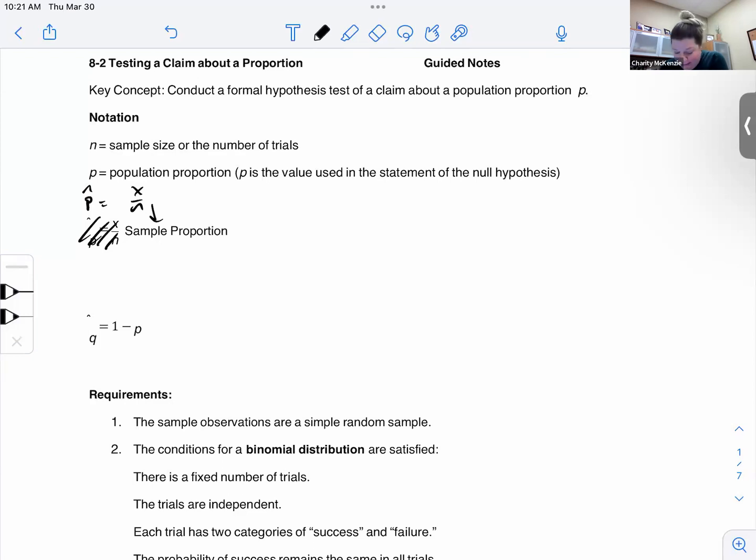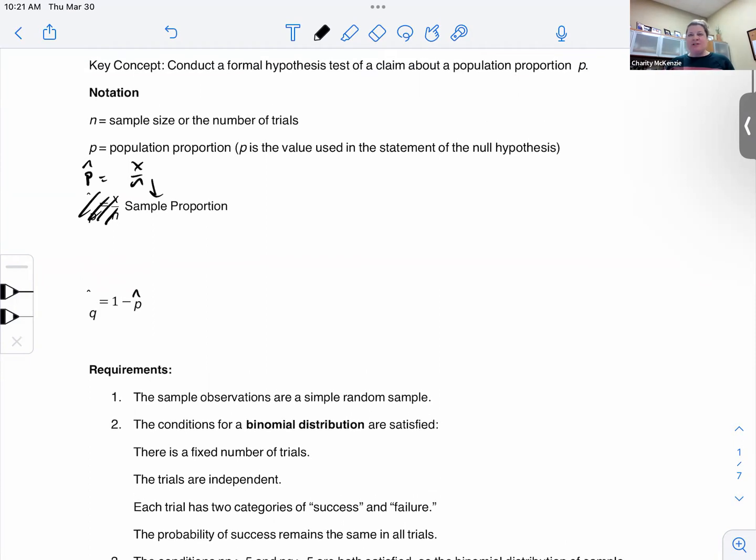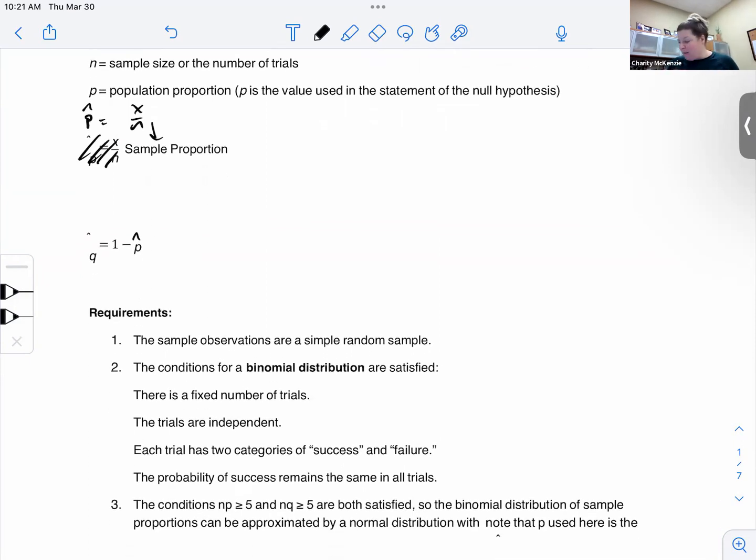All right. So Q hat is 1 minus P hat. We've already seen that in some of our formulas. So we have some requirements. We're looking at a proportion today, and at a claim that someone made. We're going to write our null hypothesis, our alternative hypothesis, and then decide whether we have evidence for or against that null hypothesis. So we're going to do that full idea.